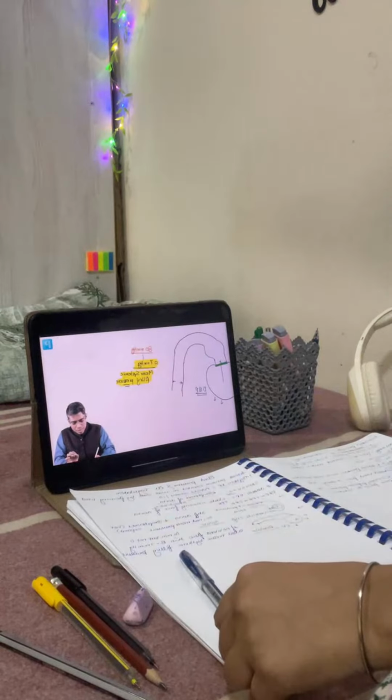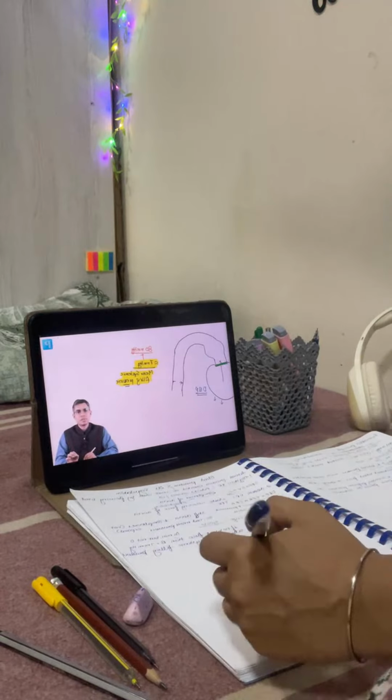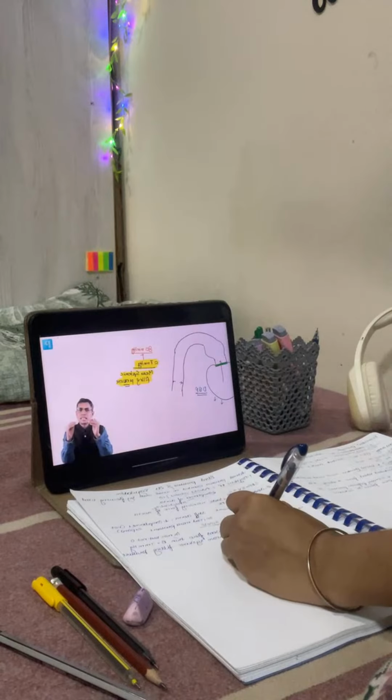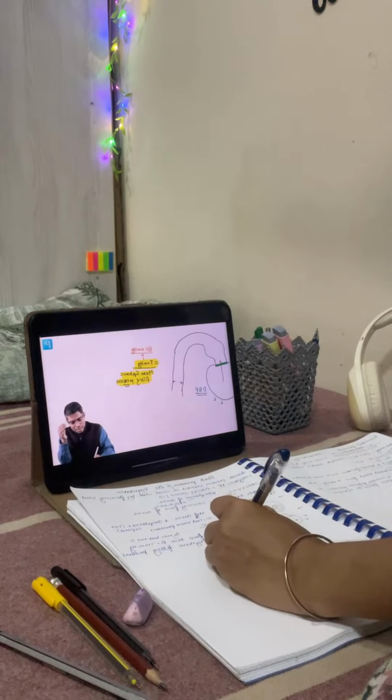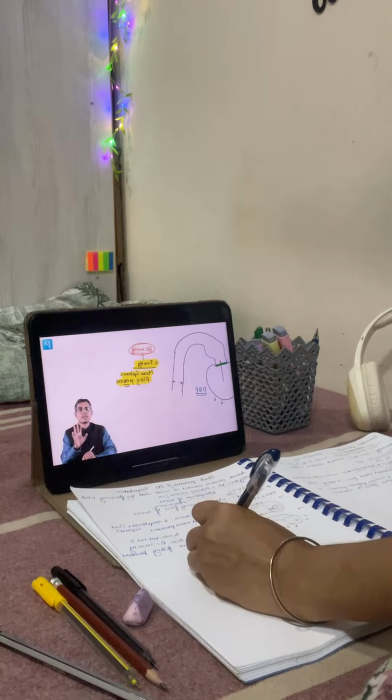That means it is way above this 7 millimeter of mercury. So that means blood is flowing even during diastole, and that's why the pressure is not 7.